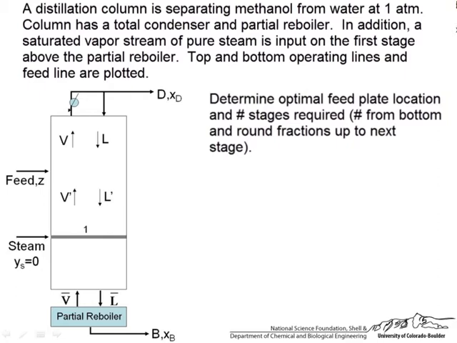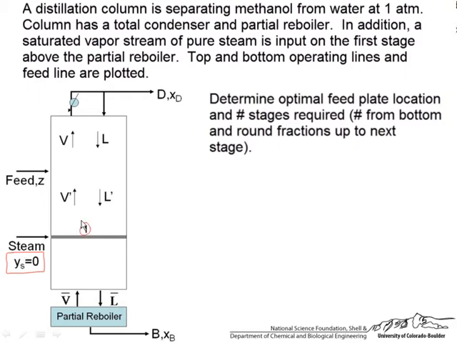an equilibrium contact. We know that the vapor stream is saturated and it is pure steam, so that Ys equals 0. Ys is the amount of methanol, the more volatile component, in the stream, and since it's saturated pure steam, it's 0. And it's input on the first stage above the partial reboiler, so stage 1.